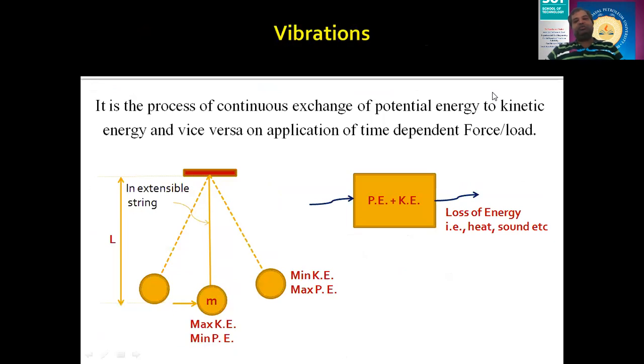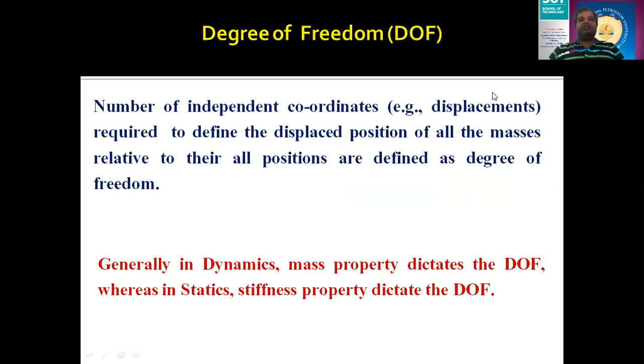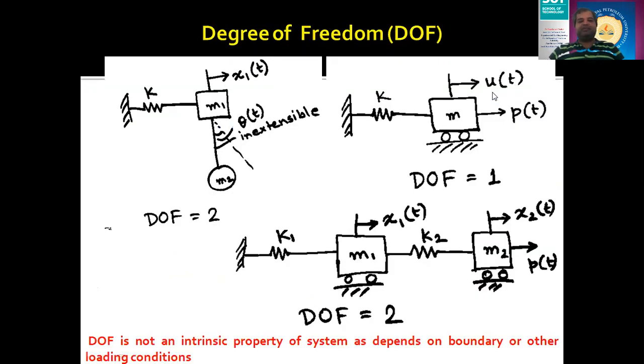Then we have tried to define the vibrations with the case of a single pendulum, and we have seen it is the process of continuous exchange of energy on application of a time dependent force or load, and based upon this we defined several components of vibration. Once these components have been defined, we have seen what is called the degree of freedom, and we have also seen various cases for how to calculate the degree of freedom for different vibrating systems. And finally, we have seen the degree of freedom is not an intrinsic property of the system, as it depends upon the boundary and other loading conditions.